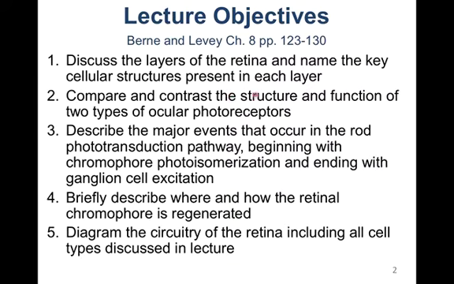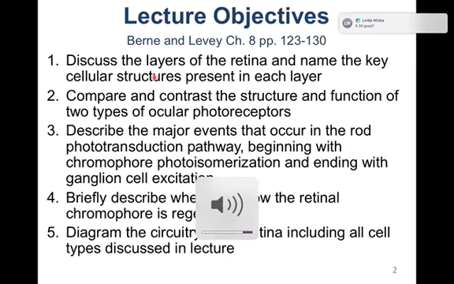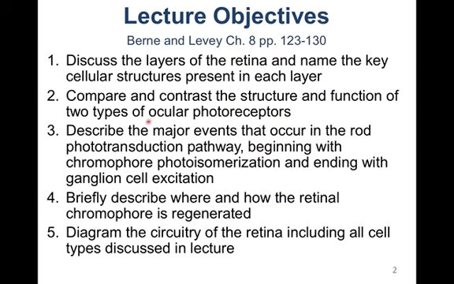We'll remind ourselves of the basic anatomy, so we'll discuss the layers of the retina and the cellular structures and connections that are present in each layer. Two different types of ocular photoreceptors. Okay, so that's just complicated language for rods and cones. You've heard of rods and cones before.